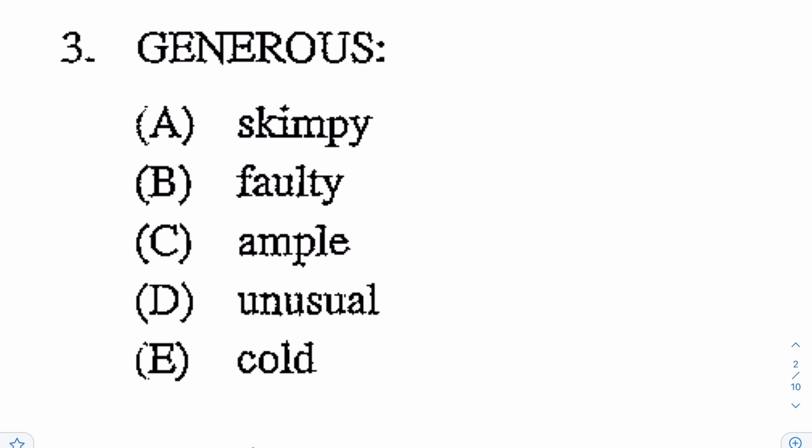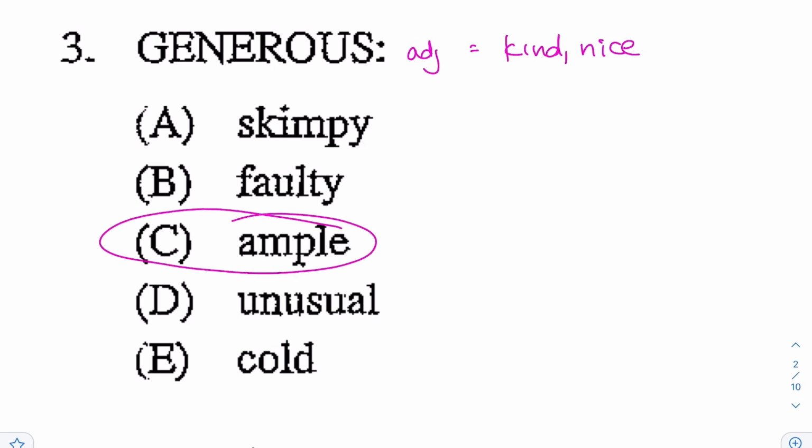Next, for number 3, the word is generous. So generous means, we'll have a couple meanings as an adjective. It could mean really kind or nice, so someone who's not mean. But here, we don't see that. What generous could also mean is choice C, ample. It could also mean a secondary definition, have a lot of something.